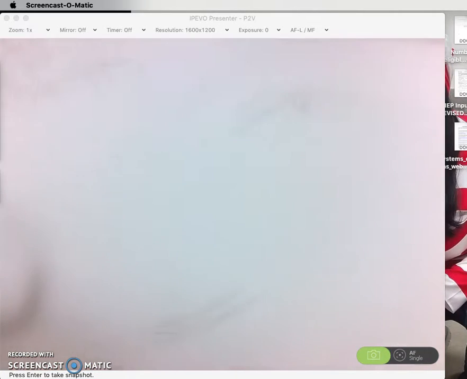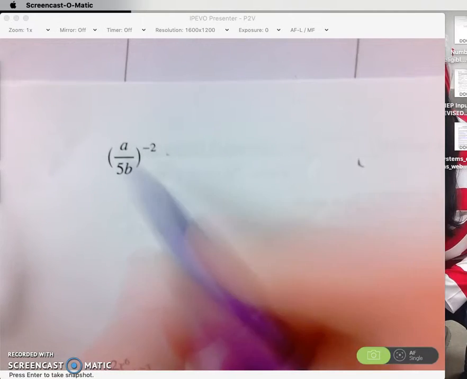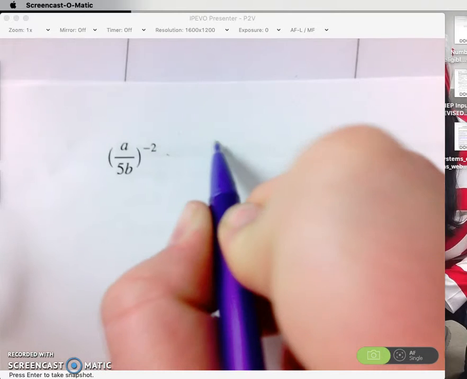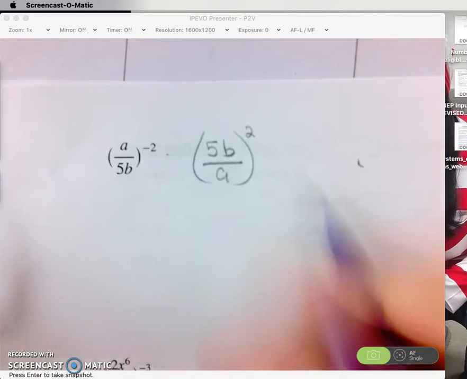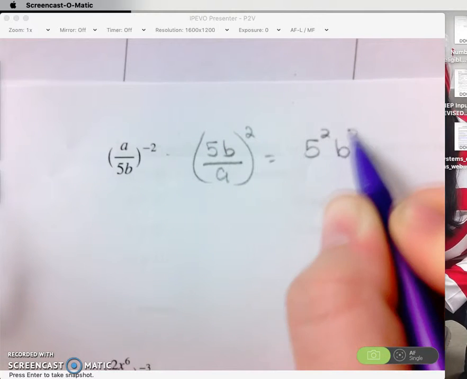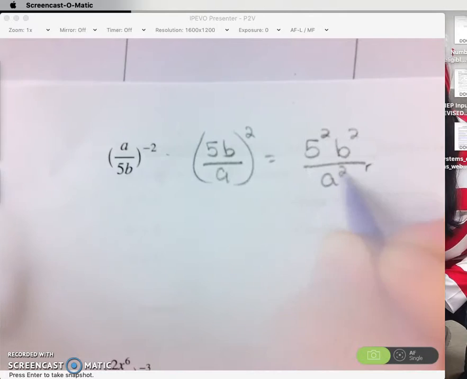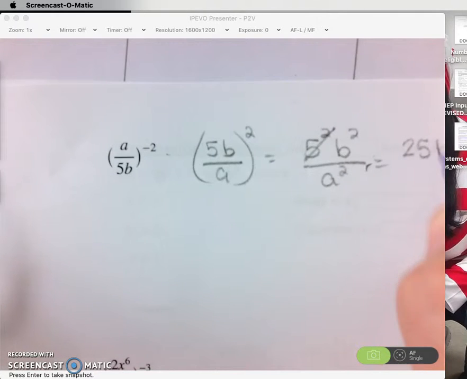Okay, so here, the first thing I'm going to do is flip my fraction. So I have 5b over a all to the 2nd power. Then I'm going to distribute. So 5 to the 2nd, b to the 2nd, a to the 2nd. This is the only thing I can simplify down. So it would be 25 b to the second over a to the second.